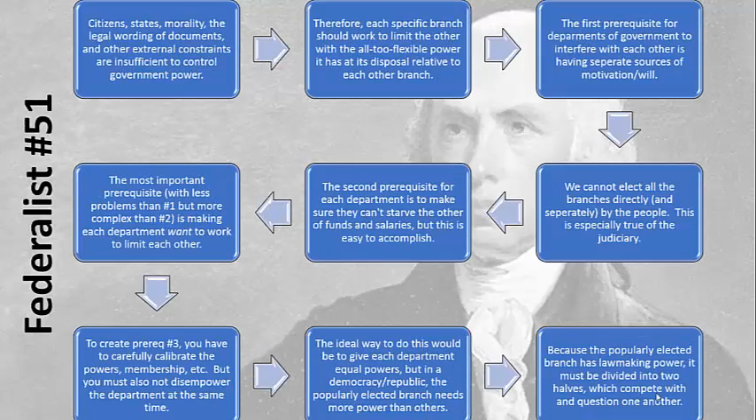Federalist 51 is a little bit more specific. Madison is trying to look at how, once you've created a government, you can control the exercise of its power. So it is theoretical, but it's not quite as philosophical in some ways as Federalist 10 is. So the first thing that Madison says is that citizens and the state itself, morality, how the documents are worded, none of this stuff is really sufficient to control the power of the government.